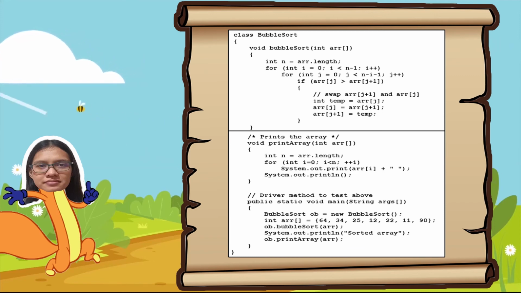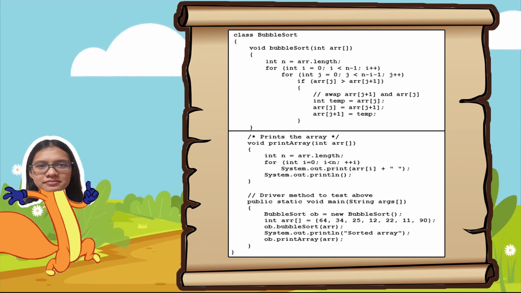The last function is public static void main(String[] args). BubbleSort ob equals new BubbleSort. ob is a variable that we will use to call the functions. int arr[] equals 64, 34, 25, 12, 22, 11, 90. arr is the predefined array that we will sort. ob.bubbleSort(arr). In here, we call the bubbleSort function to sort the arr array.